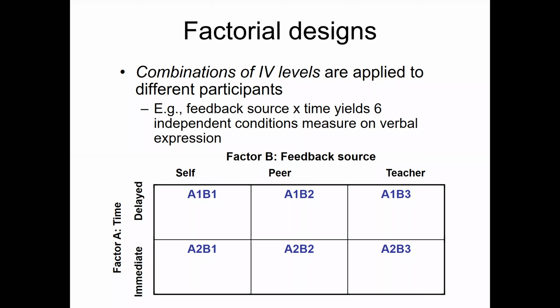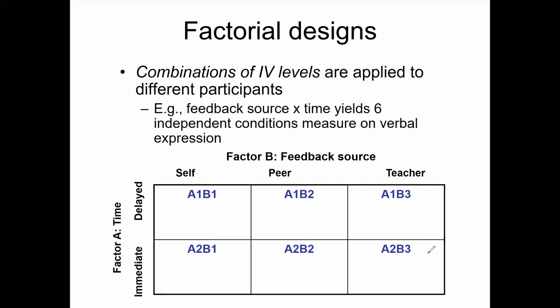So you see that there are 6 unique cells, and we call them cells. And we talk about the cell size, the number of cases that are within a cell. So a person might be in A1B1, which means that they would be in the delayed condition of self-feedback. So they'd be asked to give feedback to themselves, say a week after completing a task. Or a person could be in A2, B3, which means that they would get feedback from the teacher immediately upon performing a task, and so on.